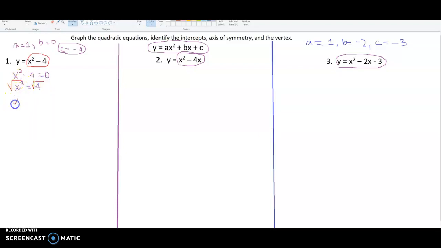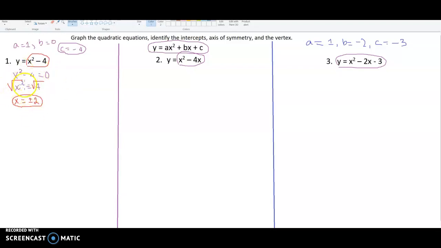And the square root of x squared is x. And the square root of 4, be careful when you take the square root of 4. You're going to have two answers. It's going to be plus or minus 2. Why? Well, because 2 times 2 is 4, and -2 times -2 is also 4. So remember, you got two answers.